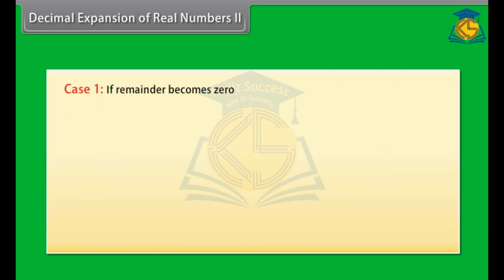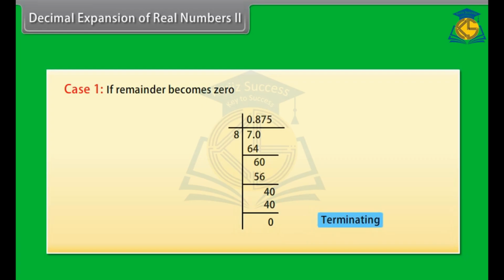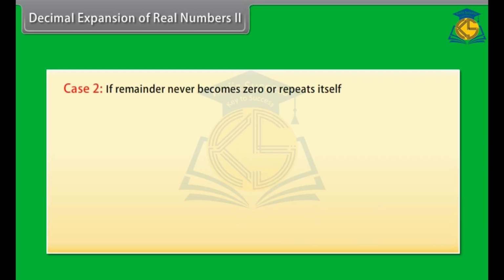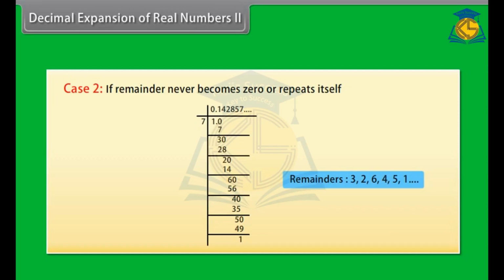Case 1 is if the remainder becomes 0, then the decimal expansion ends after a finite number of steps. The decimal expansion of such numbers is terminating. Case 2 is if the remainder never becomes 0 and repeats itself, then the decimal expansion of such numbers is non-terminating recurring.